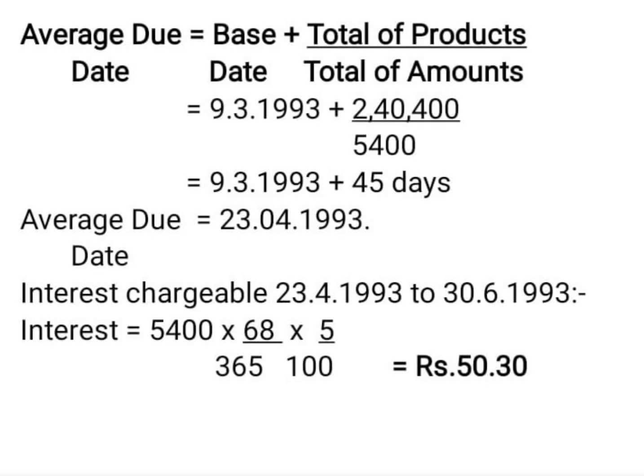Complete payment means the amount along with the interest. So the amount is 5,400 plus the interest amount, that is 50.30. By summing up we will get 5,450.30. That's all.